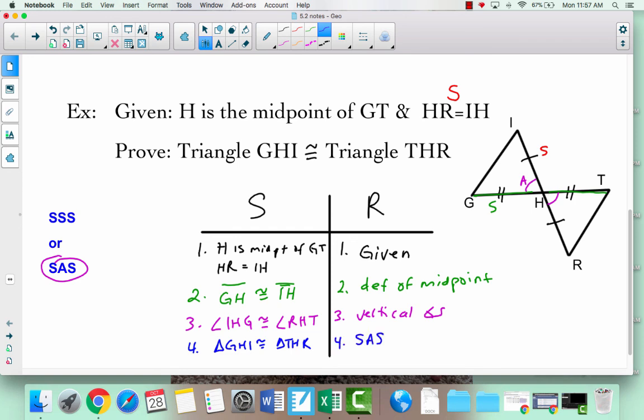This is really much shorter than the previous section where we had to show every angle was the same, every side was the same. So you had multiple steps. Now we can prove 3 things are the same and then be done. Okay? So if you have any questions about this proof, let me know. You'll see more of these in your practice.